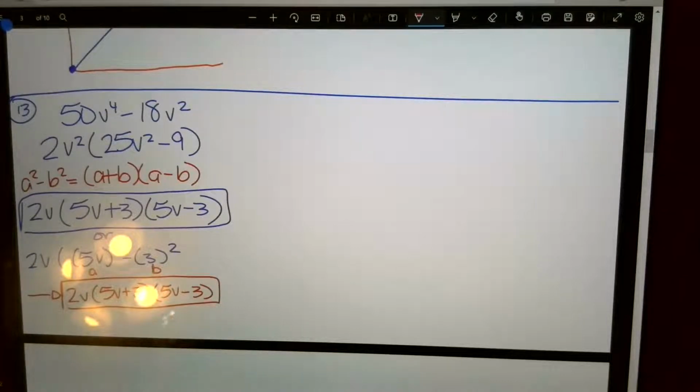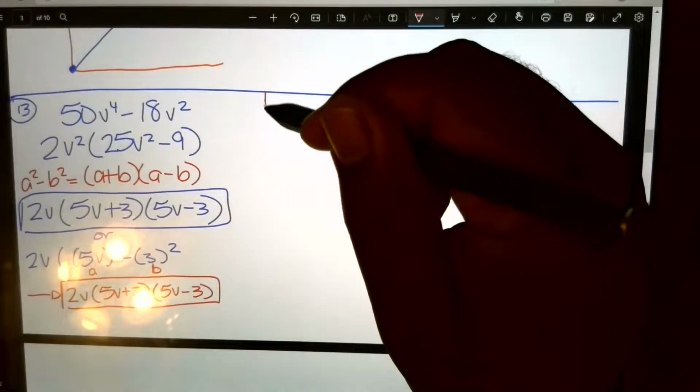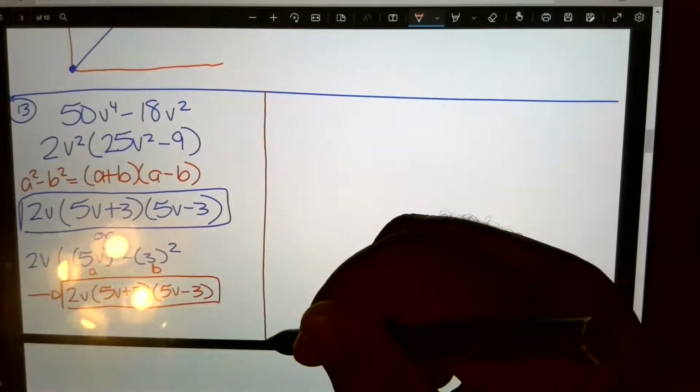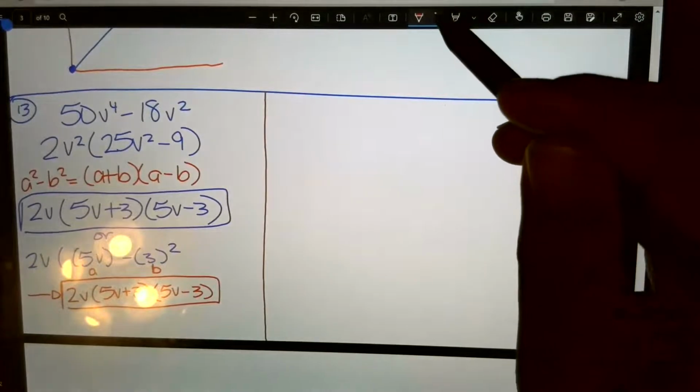To be honest with you, many times in my experience, many times students see problems and then they panic.